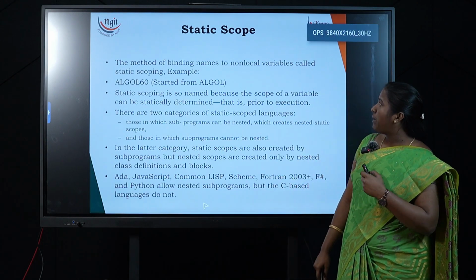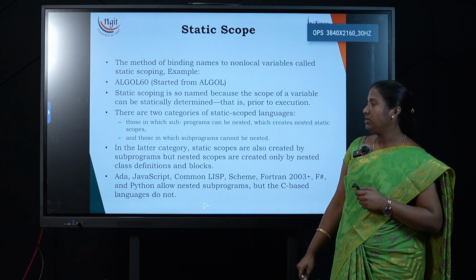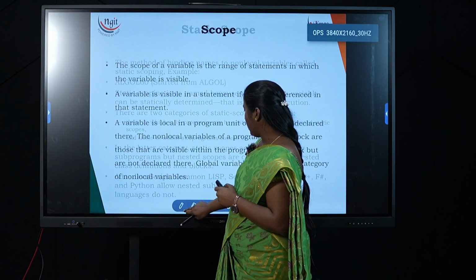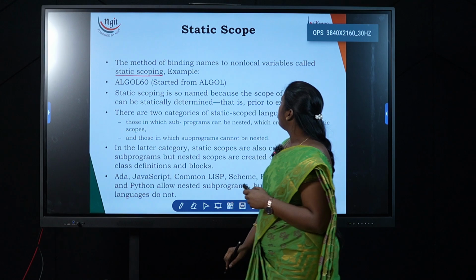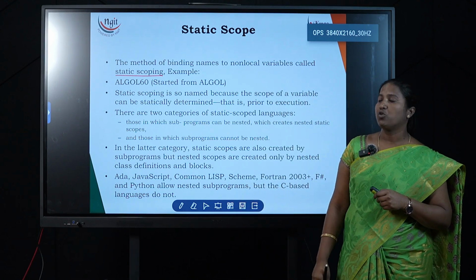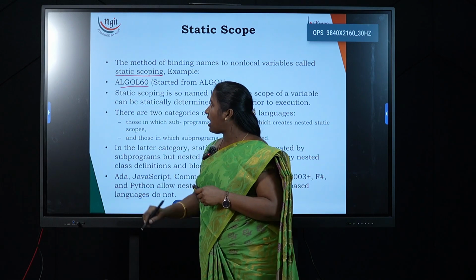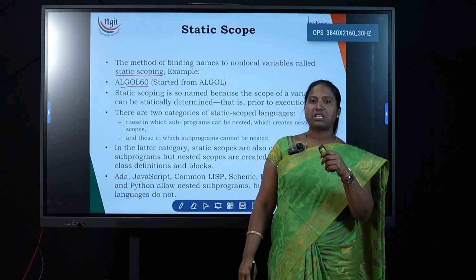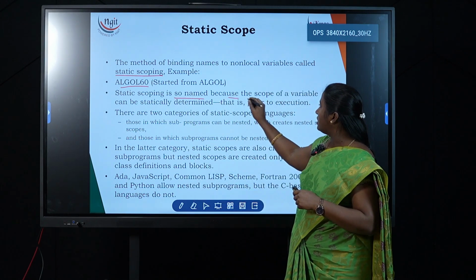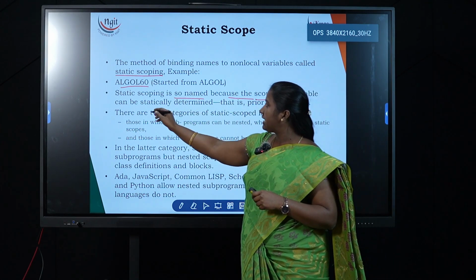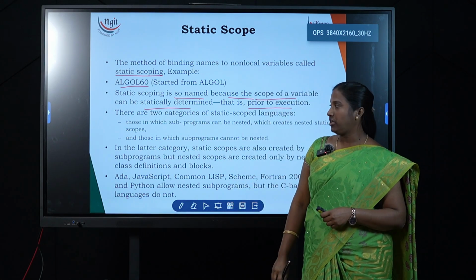The method of binding names to non-local variables is called static scoping. The example is what? Algol 60. This is the programming language which introduced static scoping. Static scoping is so named because the scope of a variable can be statically determined, that is, prior to execution.